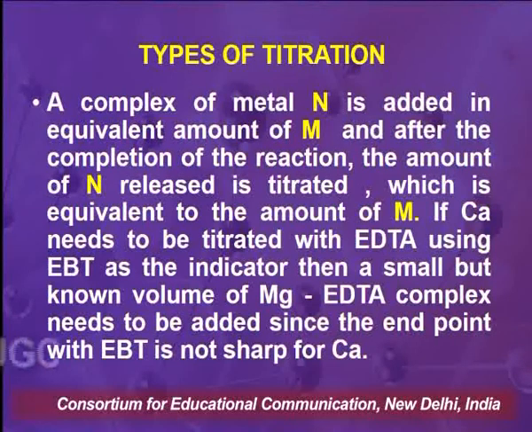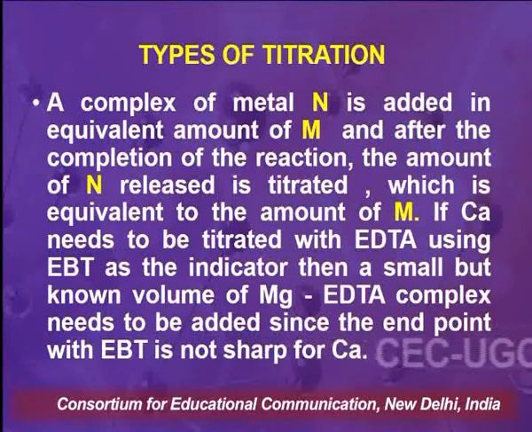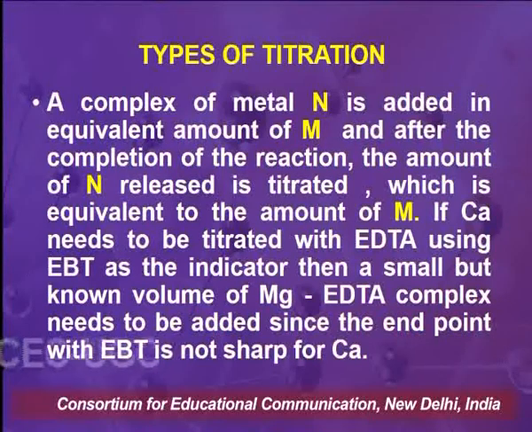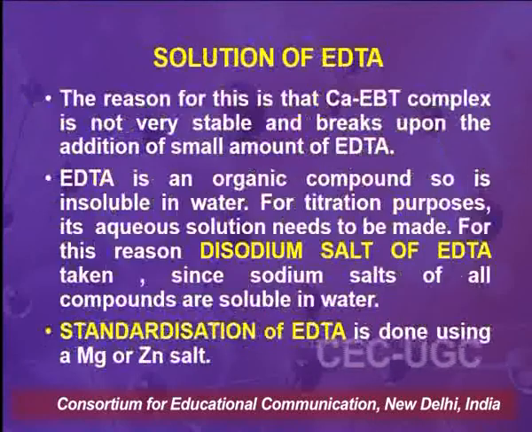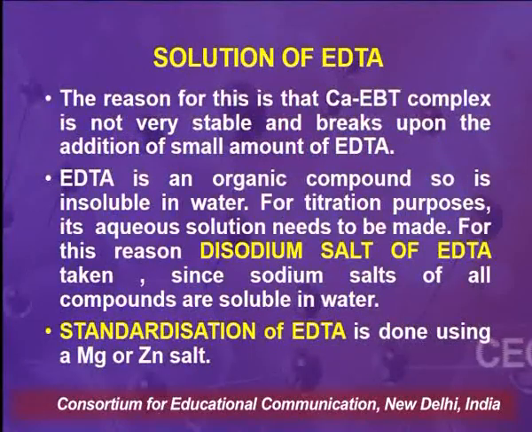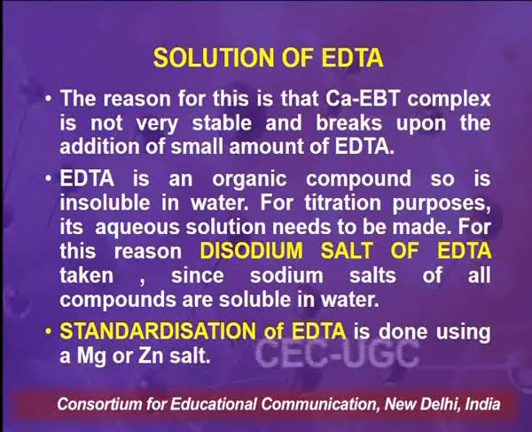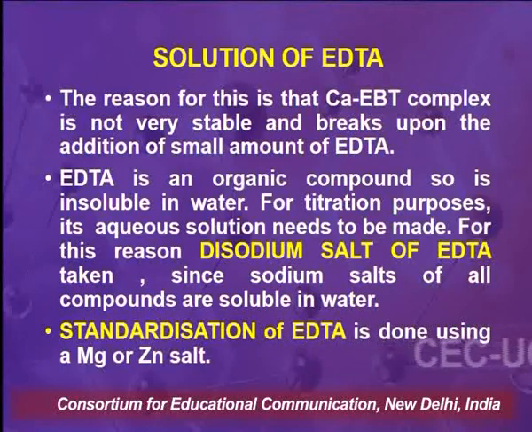So, as a result of which the endpoint is very sluggish. To observe a sharp endpoint, magnesium EDTA, a known volume of the complex, is added and the titration is proceeded in that manner. The reason for addition of magnesium EDTA complex is, as we say, that the calcium EBT complex is not very stable and breaks upon the addition of a small amount of EDTA.